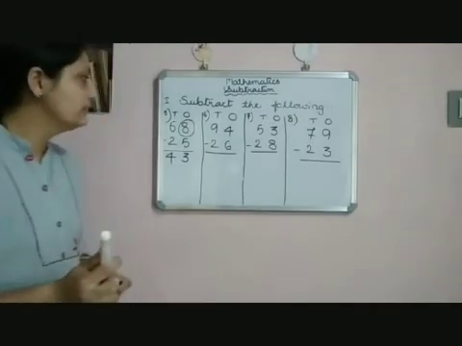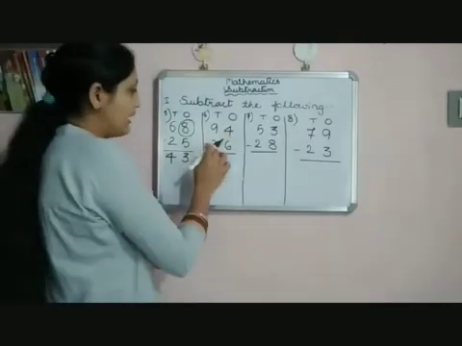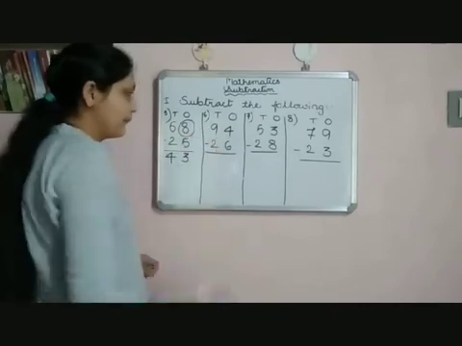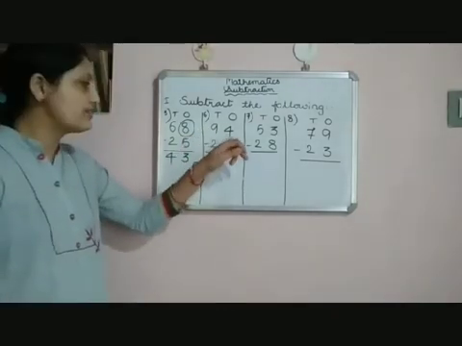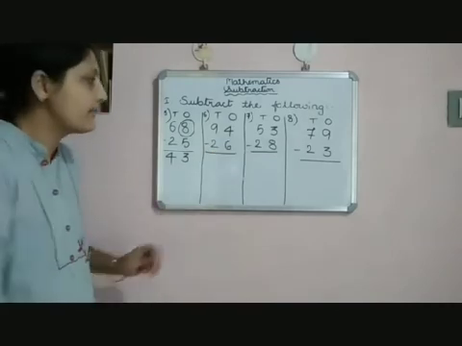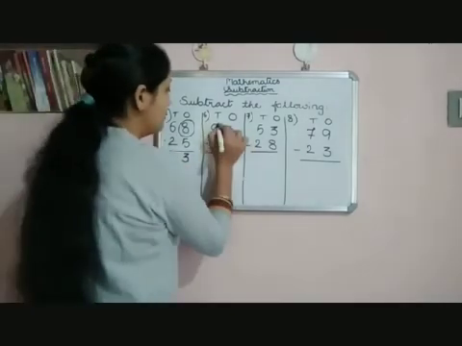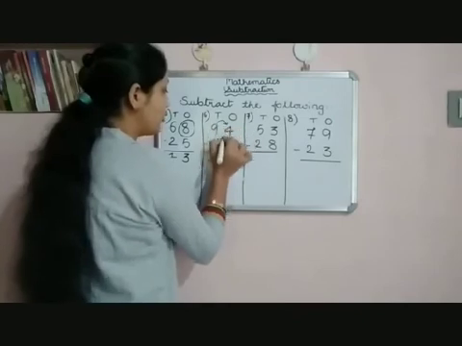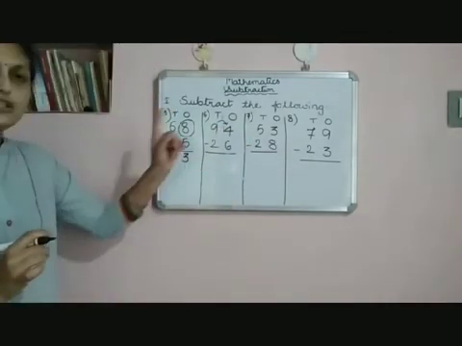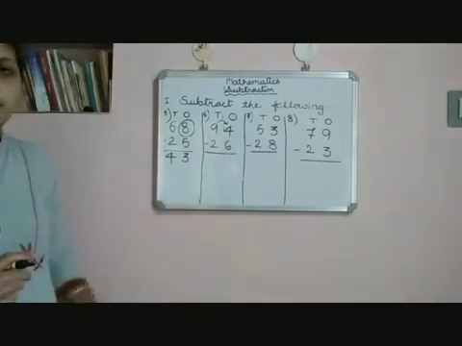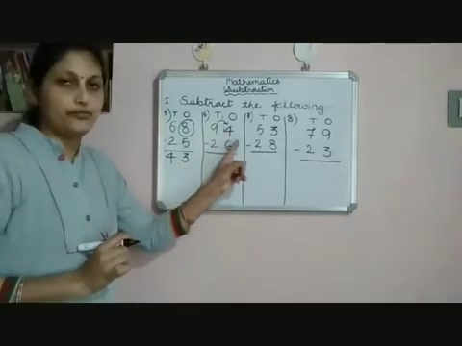Okay, sixth one. 94 minus 26. So 4 minus 6. So 4 is smaller than 6. Hence take borrow from the tens column. You are taking 1 from the tens column. So write it before 4. 14 means 10 plus 4 is 14. So you are writing 1 before 4. If you write 1 before 4, it is 14.